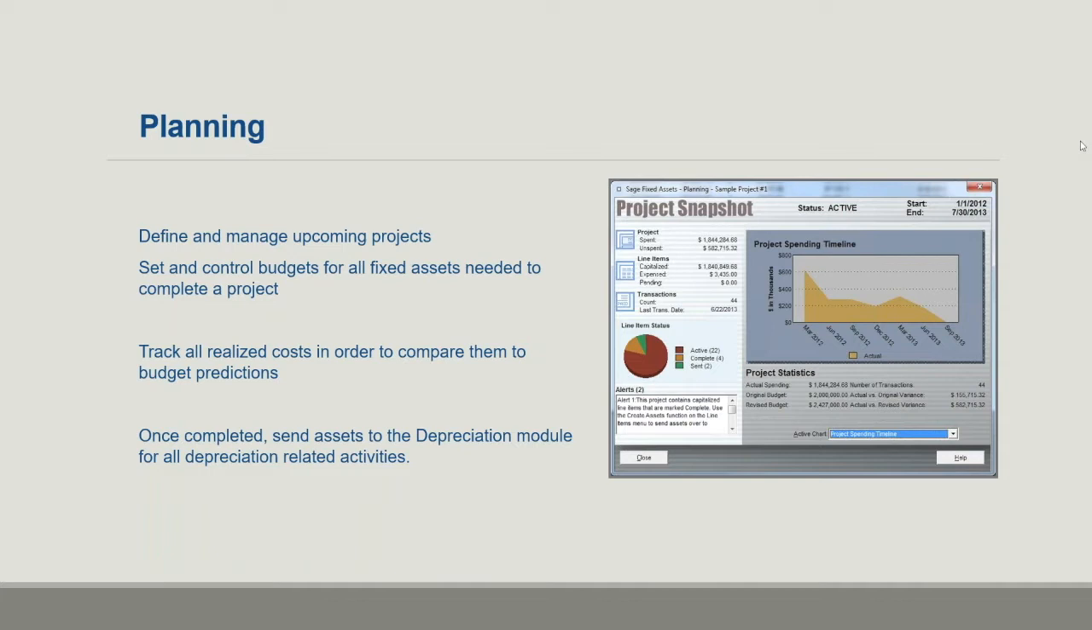Now, once any of those individual line items that are in fact going to become a fixed asset, spending is complete on that item, you can actually send them directly to the depreciation module to be placed in service. So the integration between these two pieces works quite well, and it eliminates any type of duplicate data entry there.